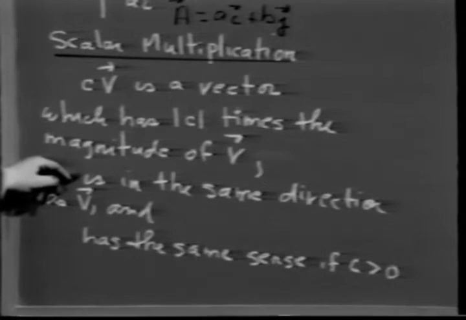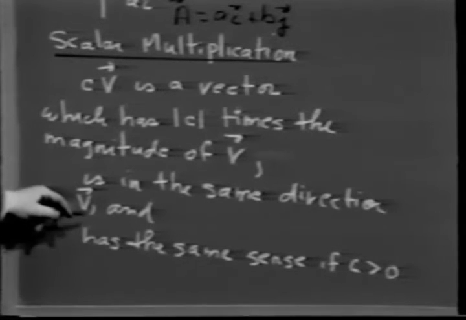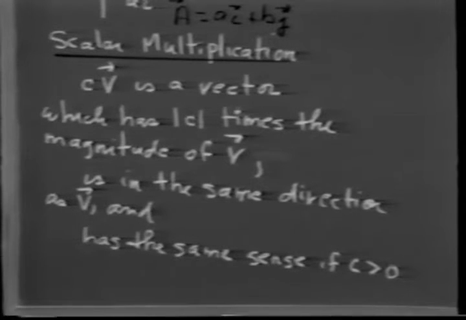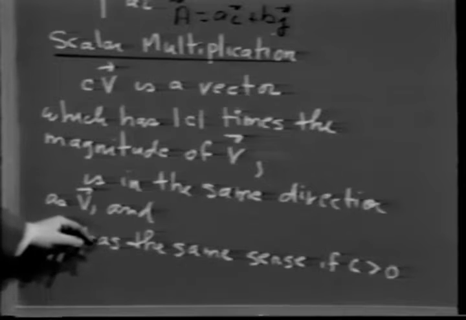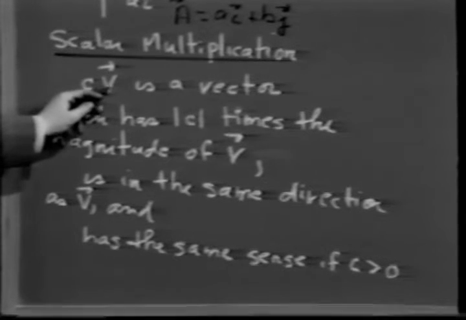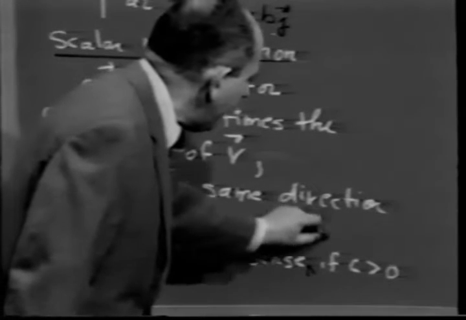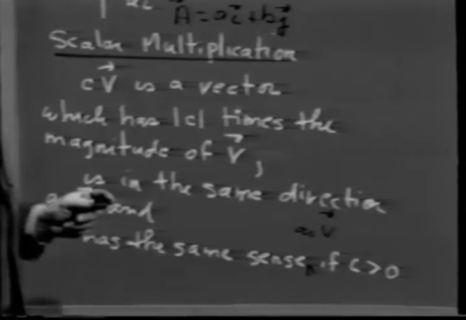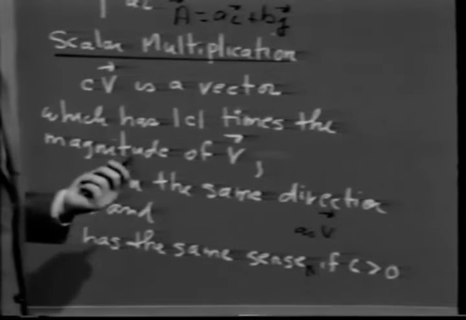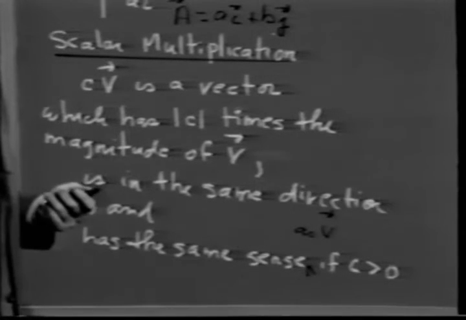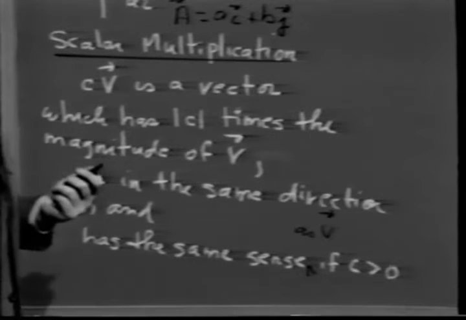The other property is what? I've just told the magnitude. I also have to give you the direction and the sense. C times V is in the same direction as V. In other words, minus 2 times V and plus 2 times V both have the direction of V, and both are what? Twice the magnitude of V. The only difference between the minus is this, that if C is positive, C times V has the same sense as V. If C is negative, it has the opposite sense. For example, 2 times V has the same sense as V. Minus 2V has the opposite sense of V.